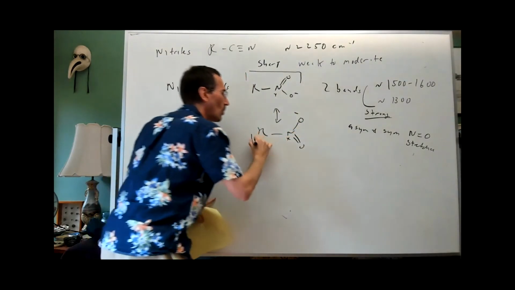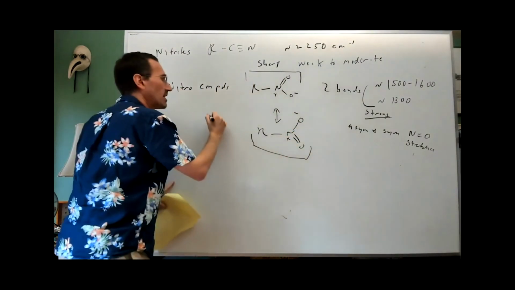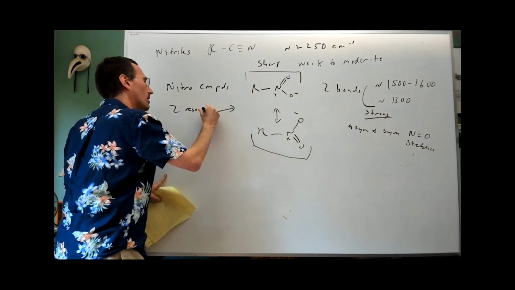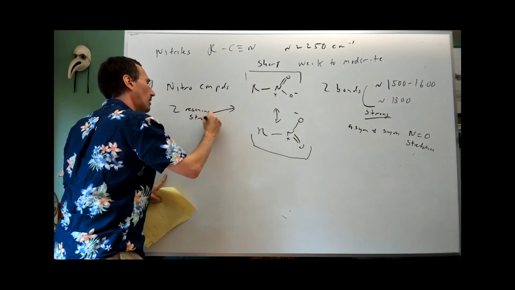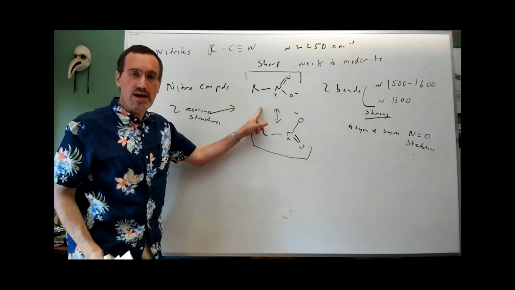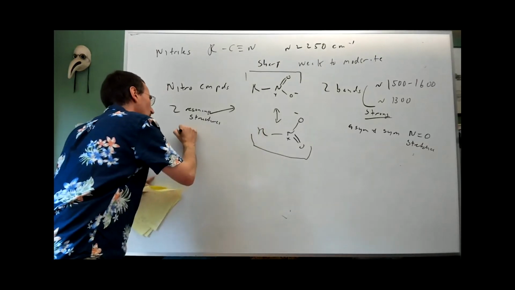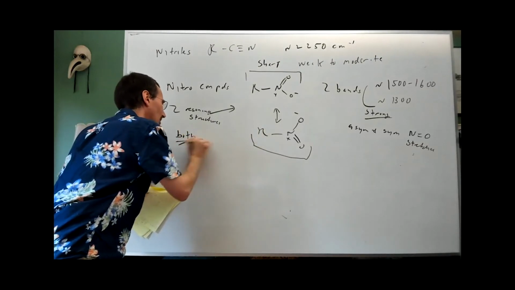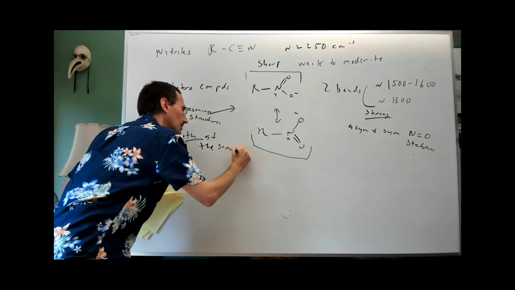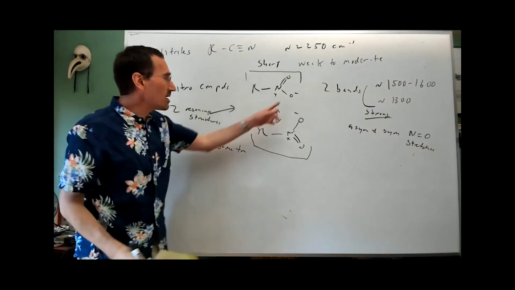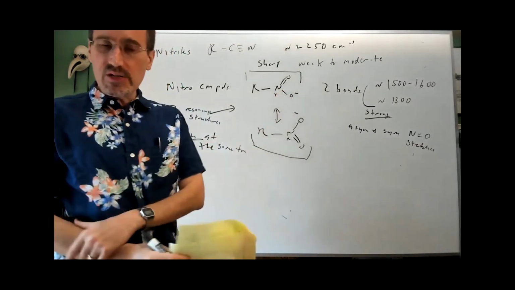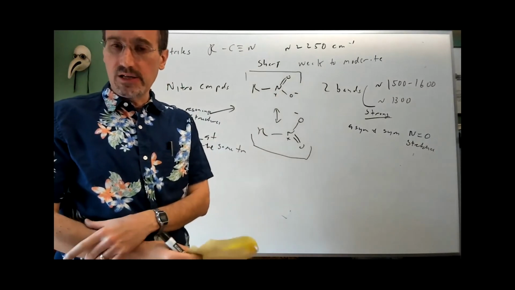And it's not one, it's not the other. So two resonance structures. It's both at the same time, right? That's the nature of resonance. Put simply, the bond between nitrogen and oxygen is halfway between a single and a double bond in strength.